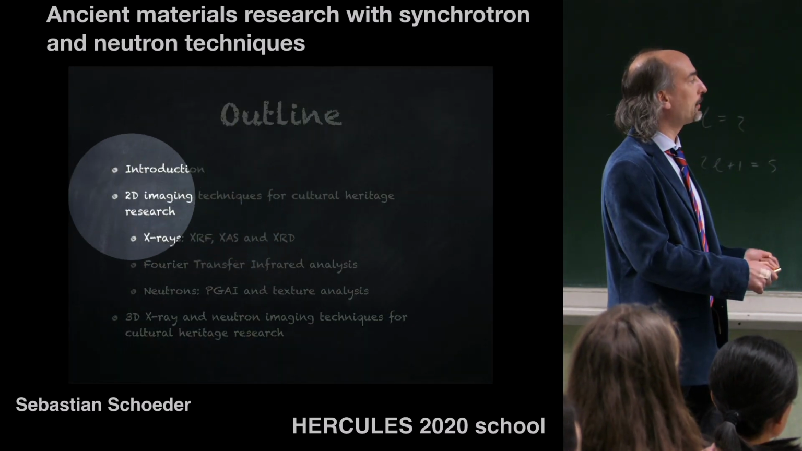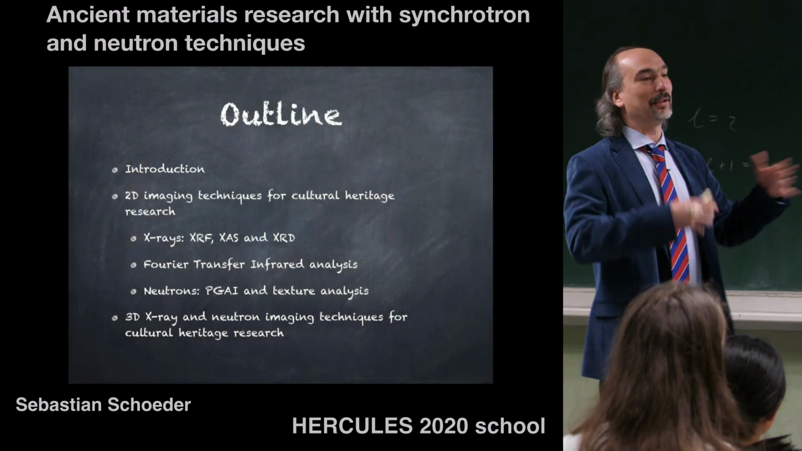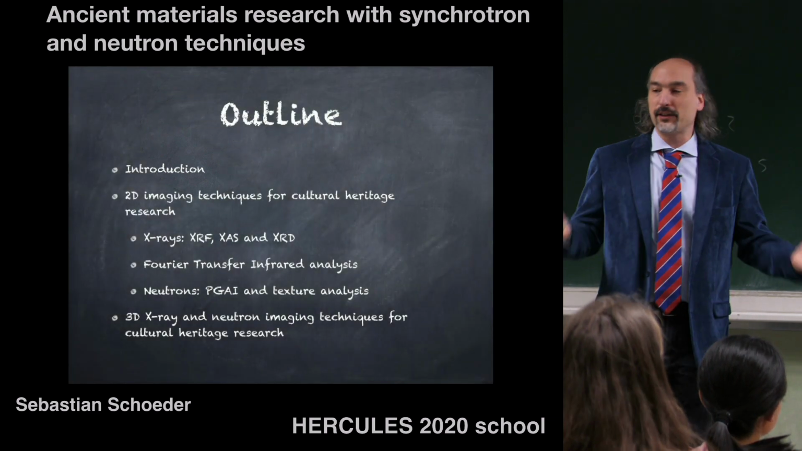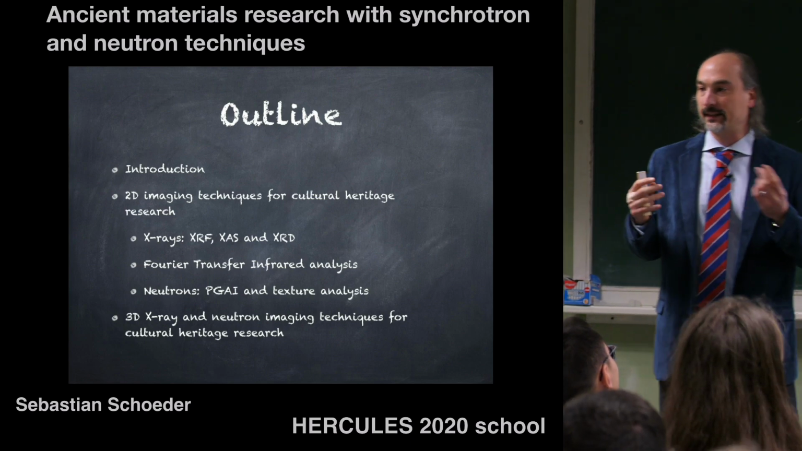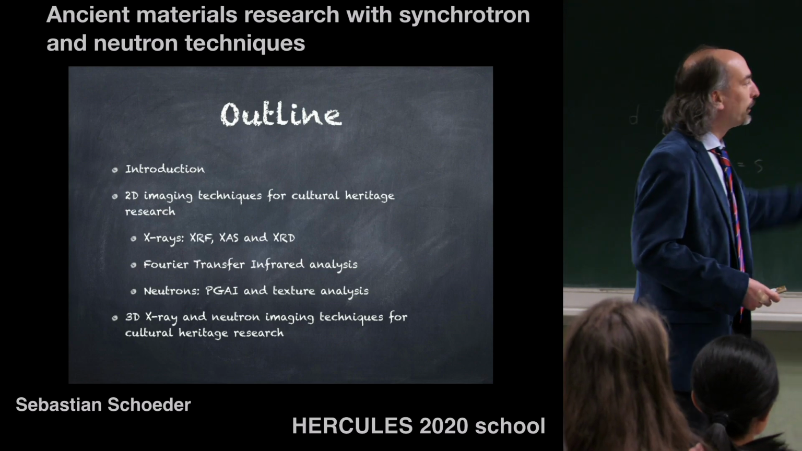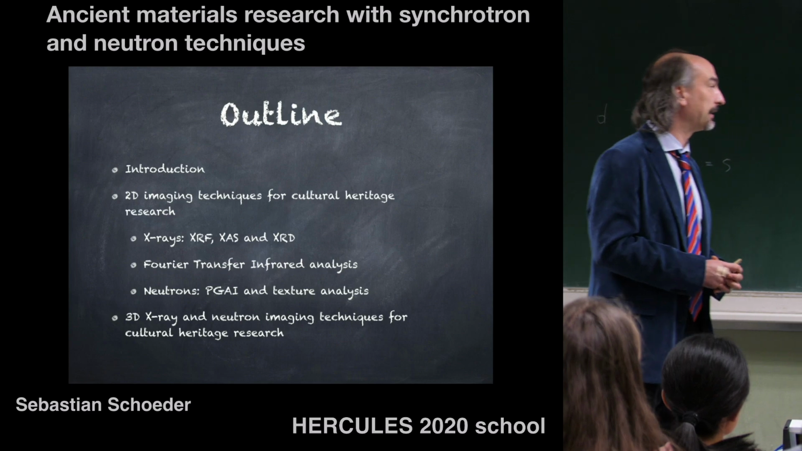So the legal stuff aside now, what we're going to talk about is first I'm going to give you a short introduction. We're going to talk about what heritage science actually is, what are the samples that we're looking at typically, what are the scientific questions we want to answer, and then we're going to make a small cross-section through the different techniques that are used.